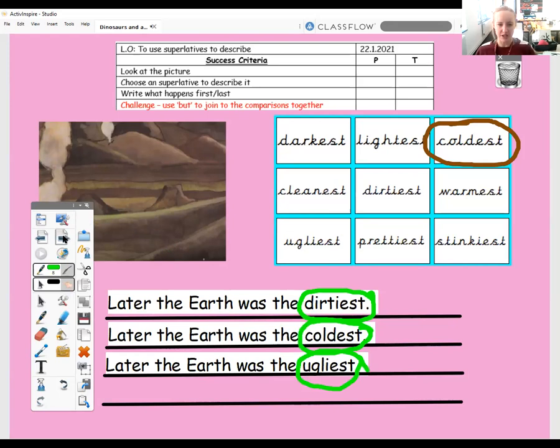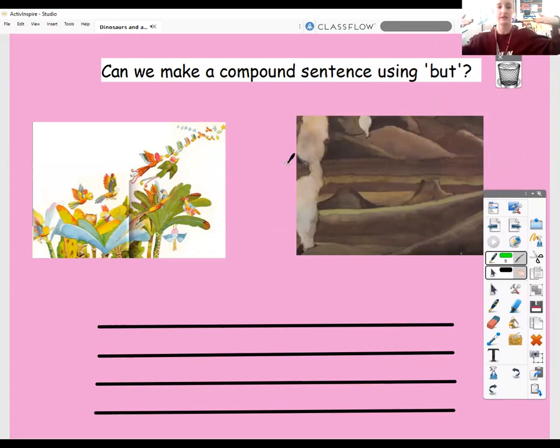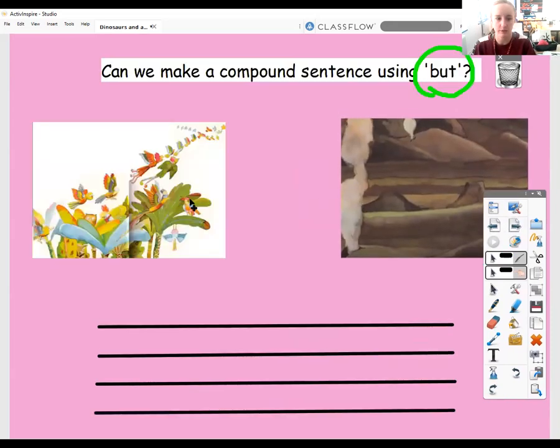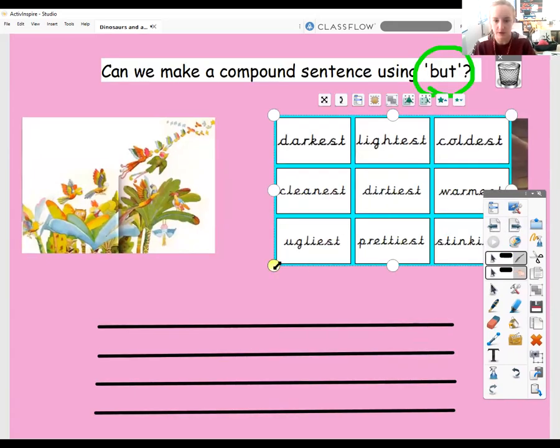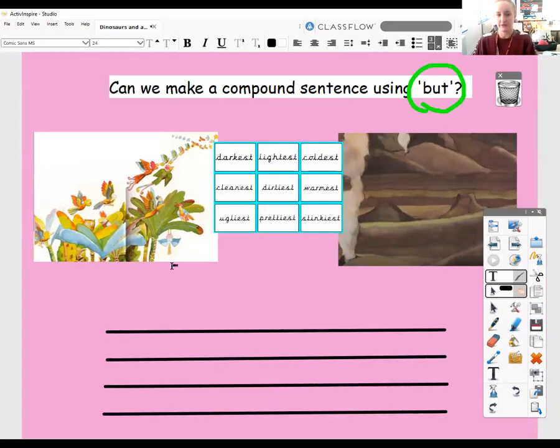Once you've done that, I've got a challenge which I'm going to show you now. Are you ready? And we're going to try and make a compound sentence. That means I've got one simple sentence, another simple sentence, and I'm joining them together. And I'm going to use the coordinating conjunction but. Okay, going to get my word mat off here so I can use that to help me. So I might want it with my spelling so that we can use it. I'm just going to shrink it on my screen. There we go. So I'm going to say first the earth was, but later the earth was.